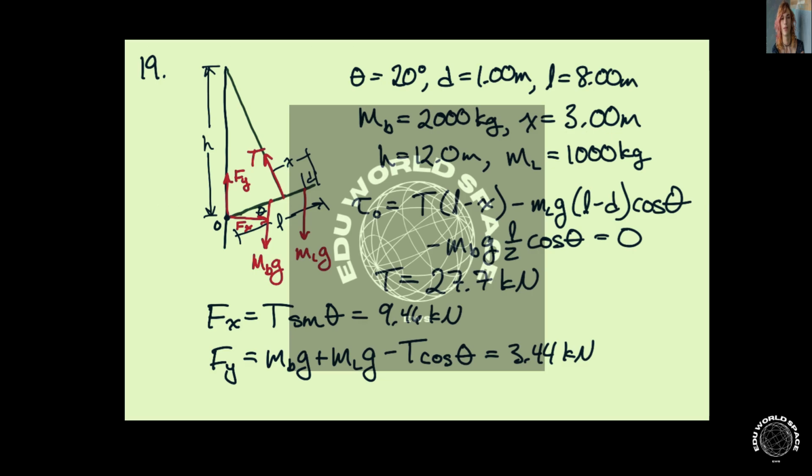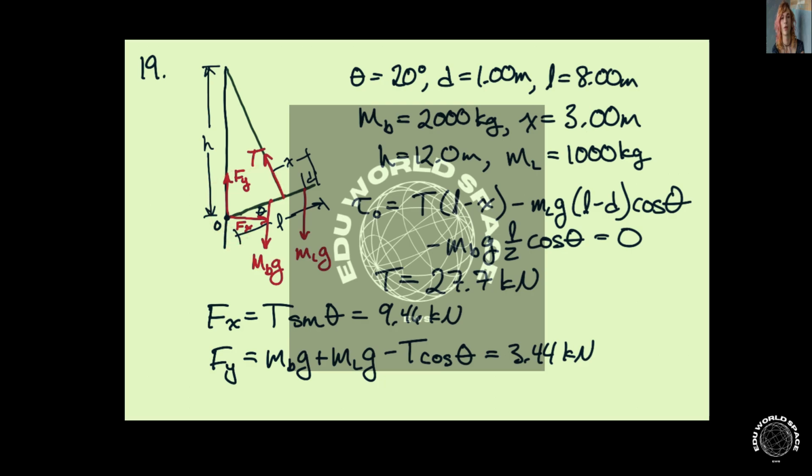So the first thing we can do to find the tension in the cable is take moments about this point here, the pivot point, because then these forces act through that point and will not show up in our moment balance. So we have the moment due to the tension. This distance here is L minus x, and that's perpendicular to the tension, so we just have T times L minus x, and that's in the counterclockwise direction.